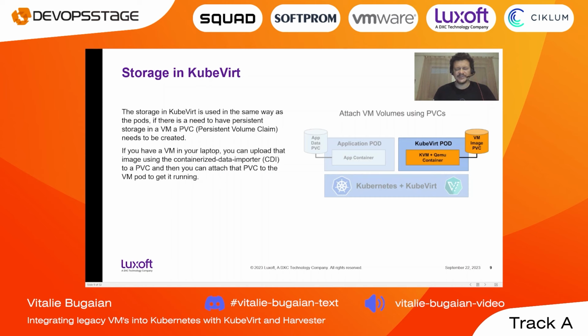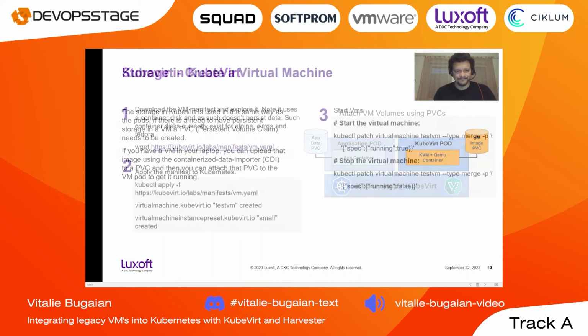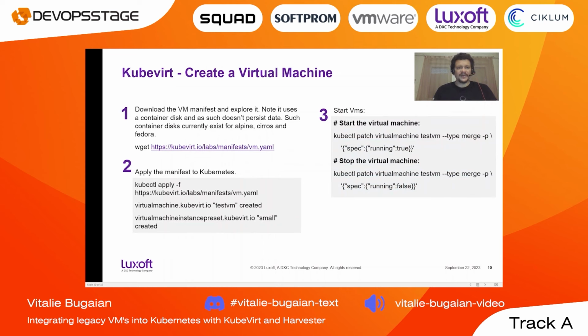Let's speak about storage. Storage in KubeVirt is done via PVC. So you mount a volume via PVC, and for that you have the Containerized Data Importer tool, and that CDI tool will create a data volume that actually will create a PVC for you. How do you create a virtual machine? You download a manifest file, you apply that manifest file, then to start the virtual machine you use kubectl patch, and you patch the spec to running true, or patch the spec to running false if you want to stop it.